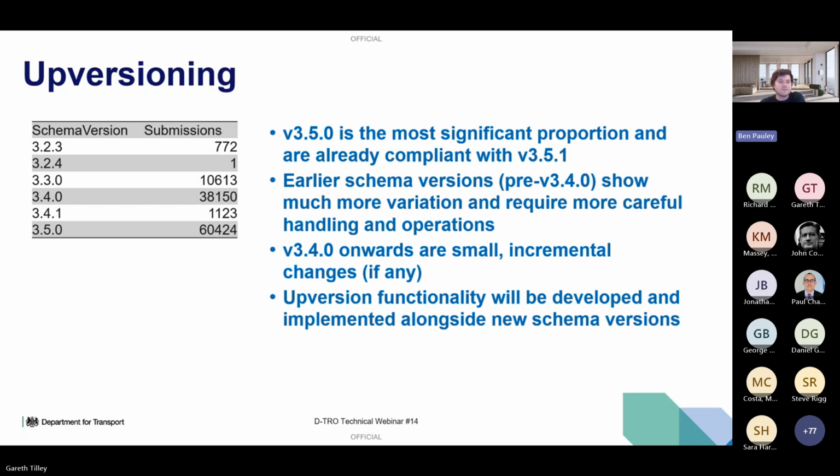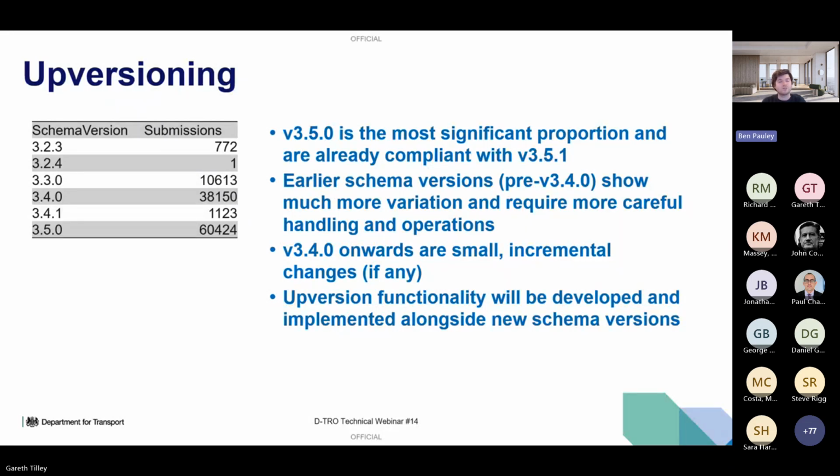Version 3.4.0 onwards are small incremental changes, so we don't really have many concerns over how that's going to go. That seems to be pretty straightforward. Going forwards, this upversioning functionality is going to be developed and deployed alongside the release of new data model versions and schema versions. So although this time round we're doing everything that exists in the service and bringing those up to speed, going forwards it will just be done at the time that a new release happens. So there won't ever be this kind of one-off task happening again.